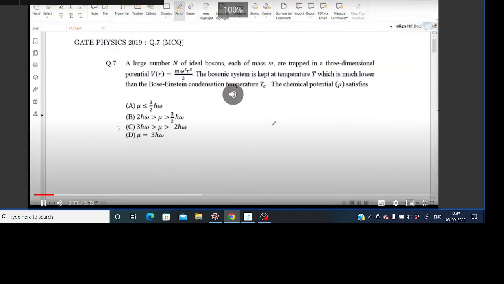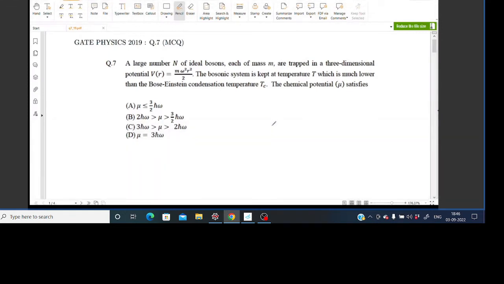Hello. Question 7 of GATE Physics 2019. This is a multiple choice question. A large number N of ideal bosons, each of mass m, are trapped in a three-dimensional potential V(r) equal to m omega square r square by 2. The bosonic system is kept at temperature T, which is much lower than the Bose-Einstein condensation temperature TC. We have to find out the correct option that the chemical potential mu satisfies.